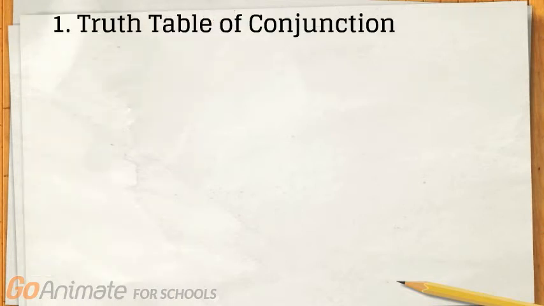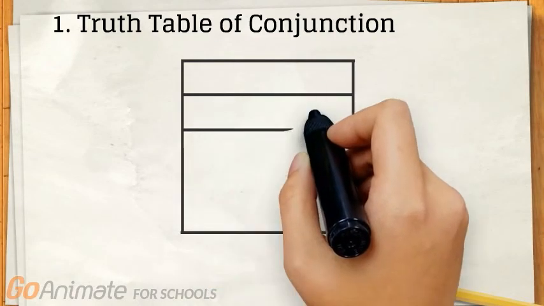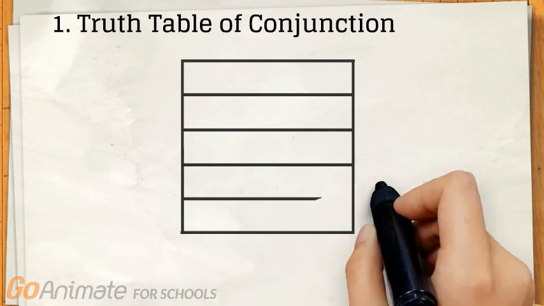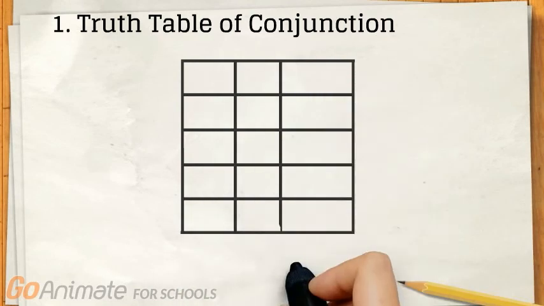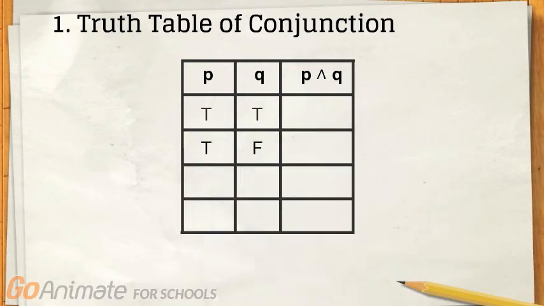The first truth table is the table of conjunction. So, what are the values for the conjunction of P, Q in the truth table? Try to complete the table from left to right. Let's start with the first row here.